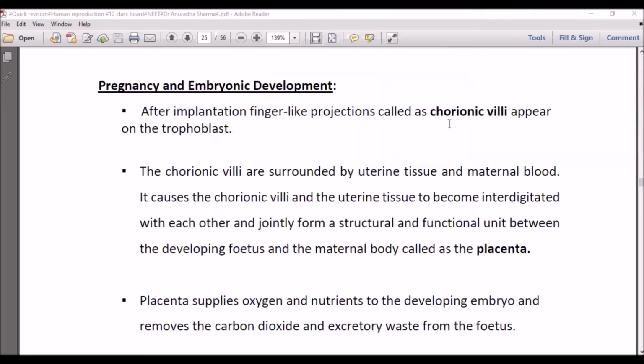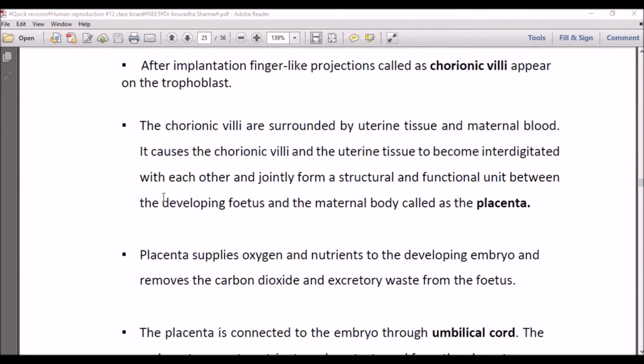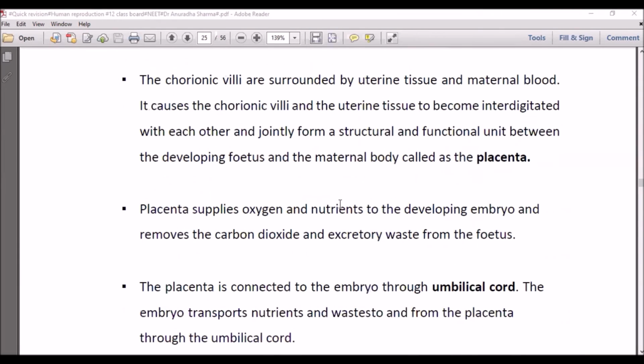Now after implantation, we will study how the pregnancy proceeds. After implantation, finger-like projections, that is chorionic villi, will appear on this trophoblast. Now these chorionic villi are surrounded by uterine and maternal tissue, and they will be integrated with each other and form the placenta. The function of the placenta is that it supplies oxygen and nutrients to the developing embryo, and it also removes carbon dioxide and excretory waste material from the fetus.